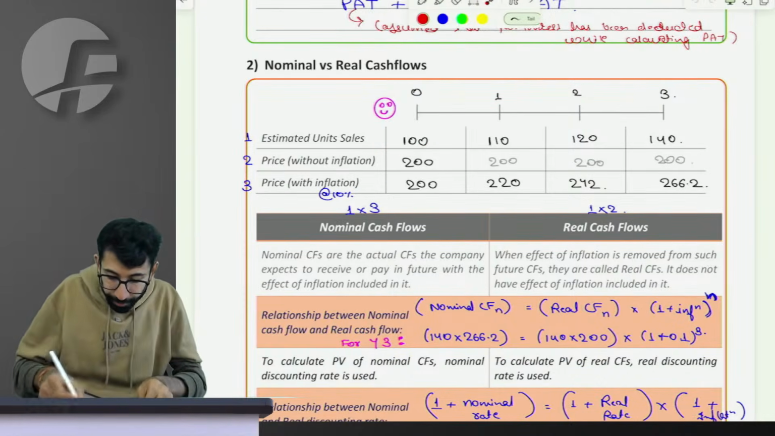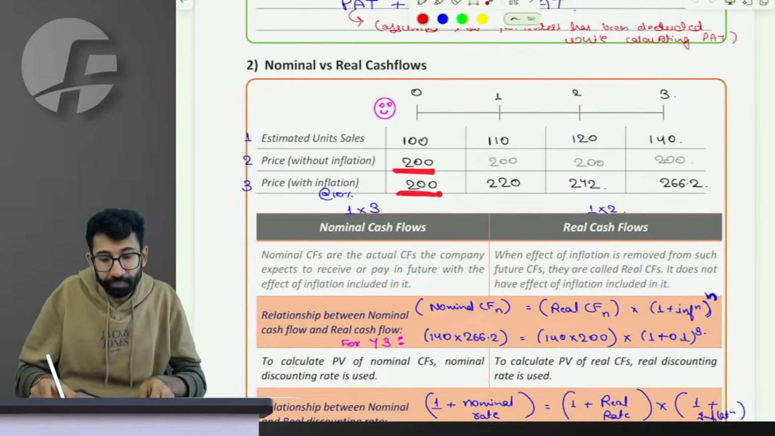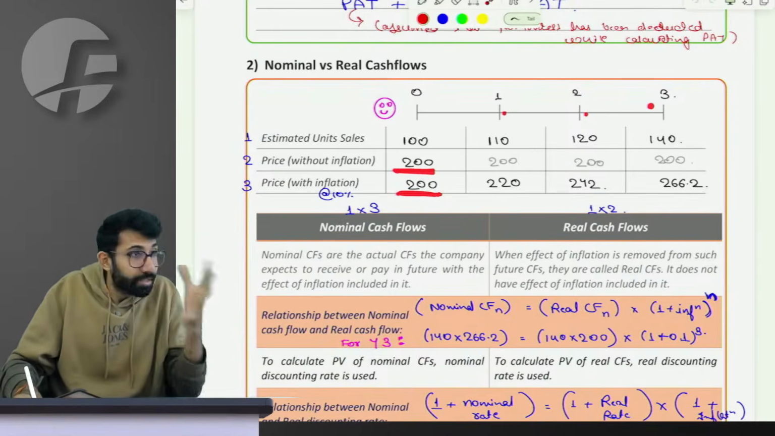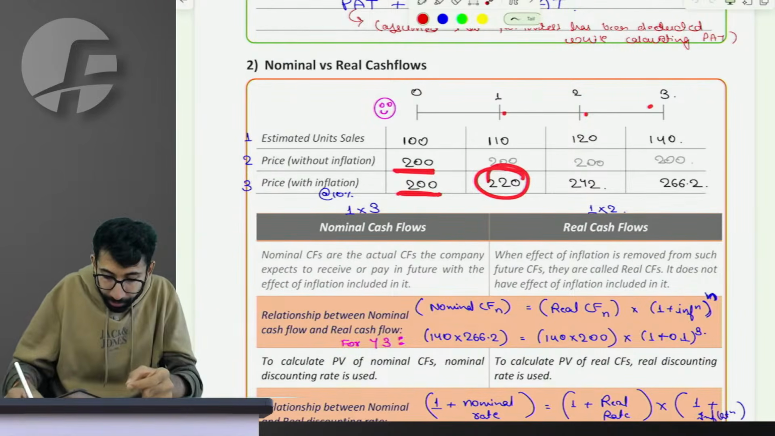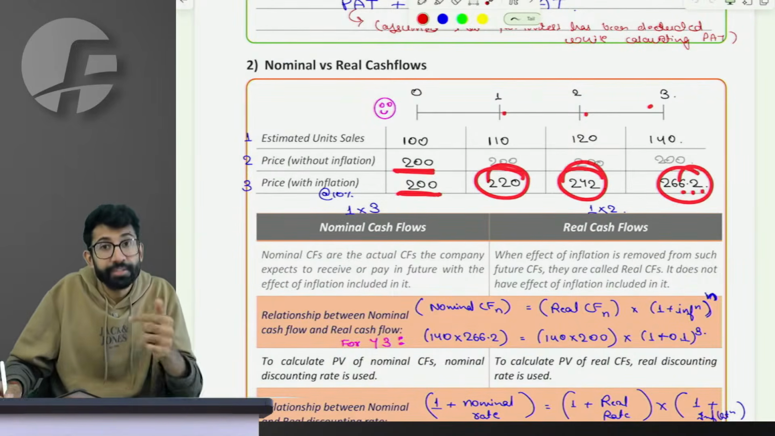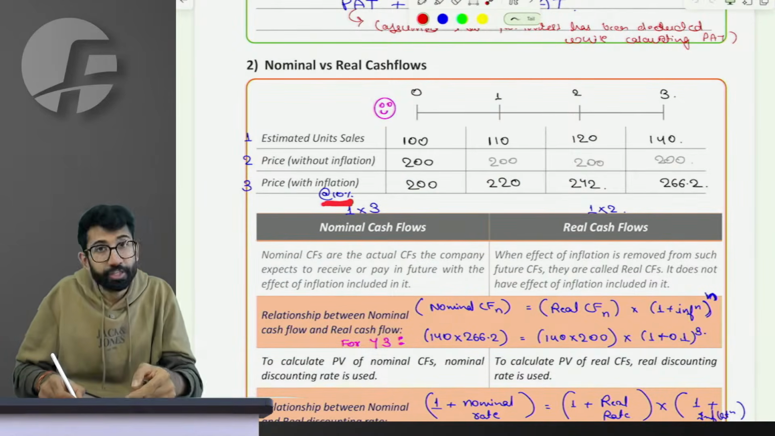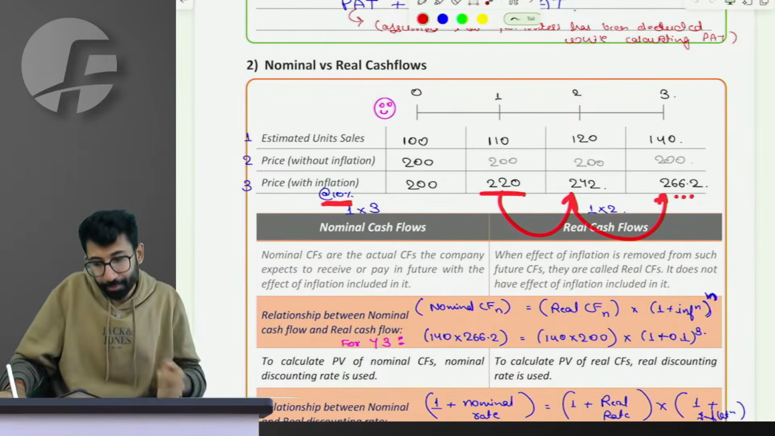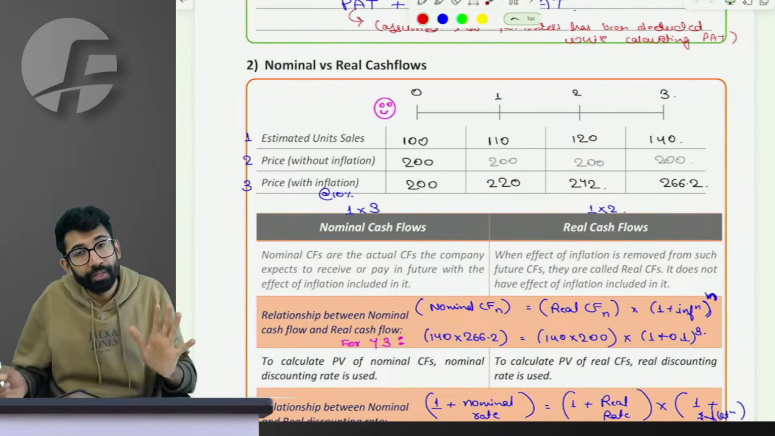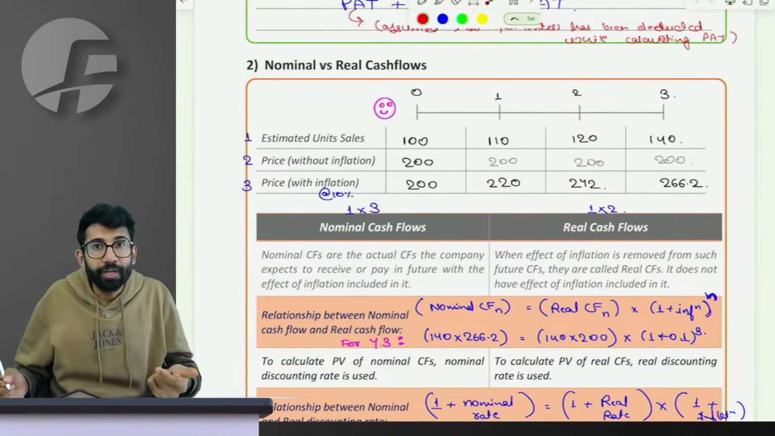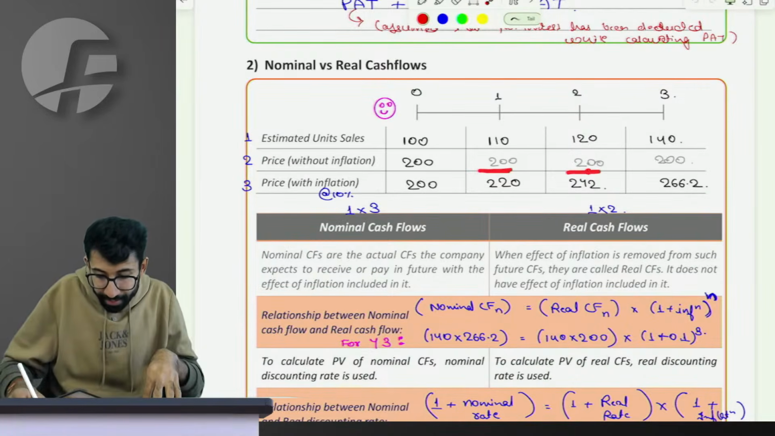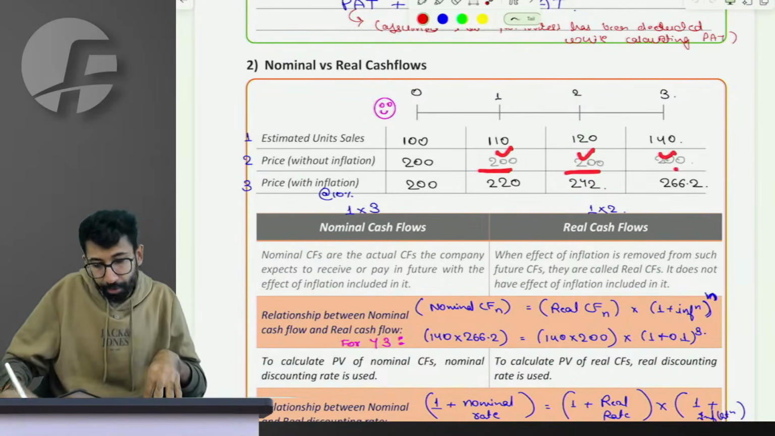Right now the price per unit in the market is 200. With the effect of inflation in the coming years, the actual prices in the actual world are going to be 220, 242 and 266, assuming 10% inflation. So 200 plus 10% is 220, plus 10% is 242, plus 10% is 266.2. Fine. However, if we ignore inflation, at today's inflation level, the prices are expected to remain 200, 200 and 200.